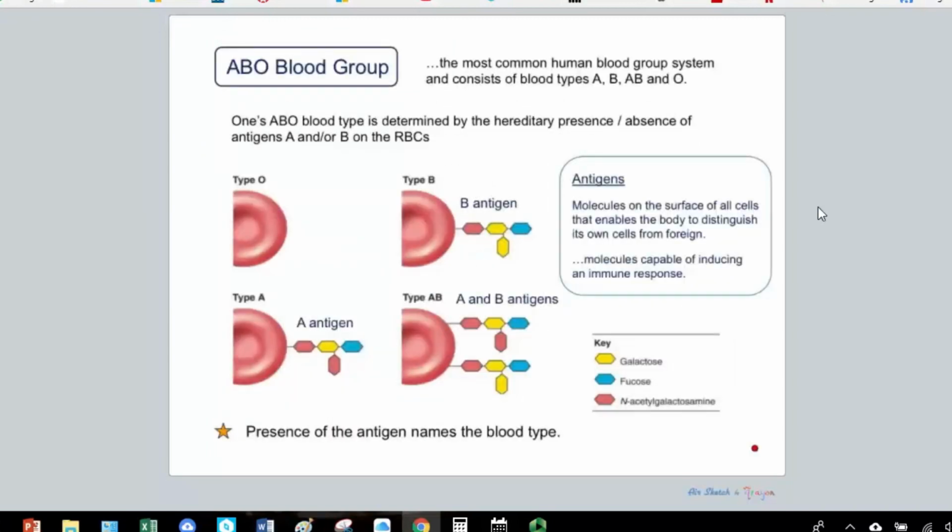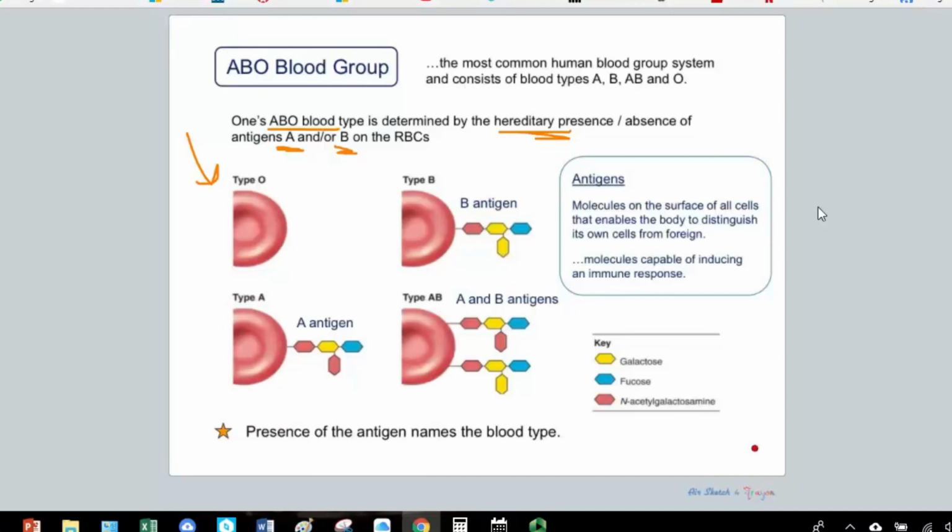The blood group that we're going to deal with here is the ABO blood group. There are about 35 total blood group systems around the world. The ABO blood group is the most common human blood group system. And within this blood group system, we have blood types A, B, AB, and O. Now, one's ABO blood type is determined by the hereditary presence or absence of specific antigens on the red blood cells. In particular, we're looking for antigen A and antigen B.